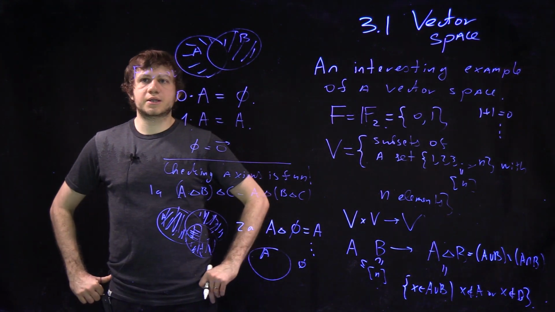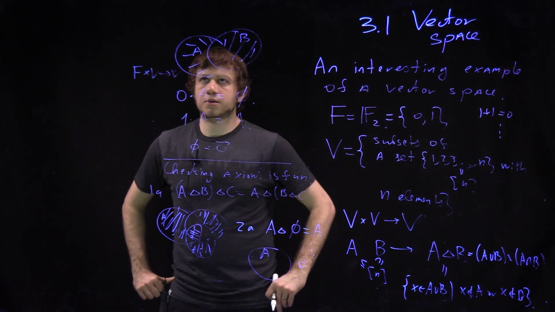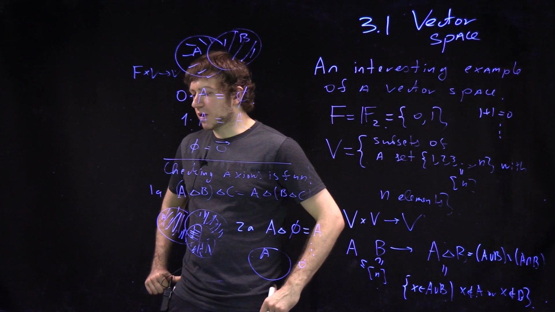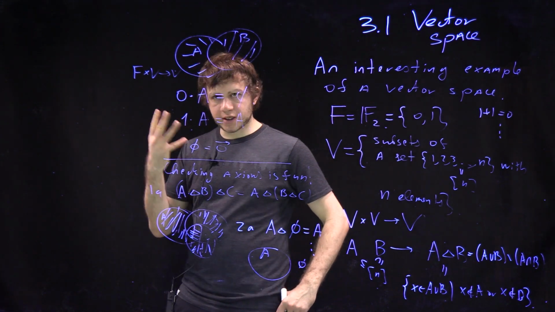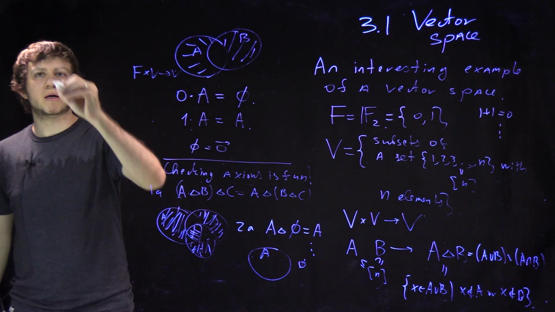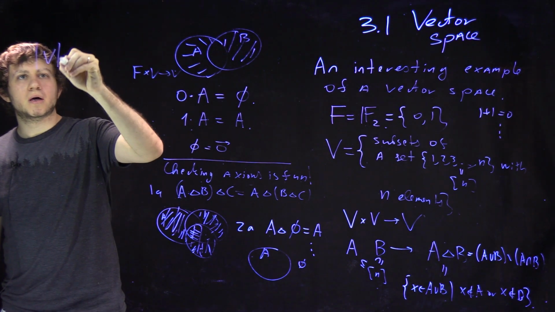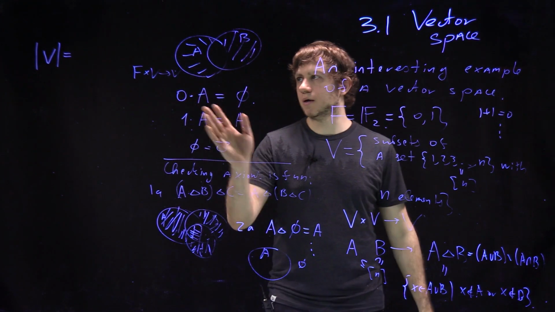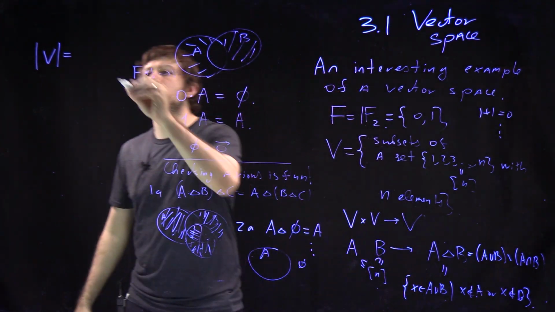So of course that looks extremely surprising and confusing. So the question is how one should think about it in a nicer way. So first let's ask how many elements there are. So in this V, the number of elements is just the number of subsets of [n], which is 2 to the power n.